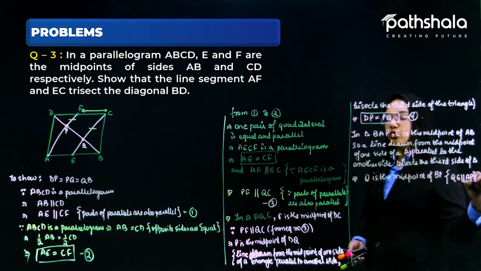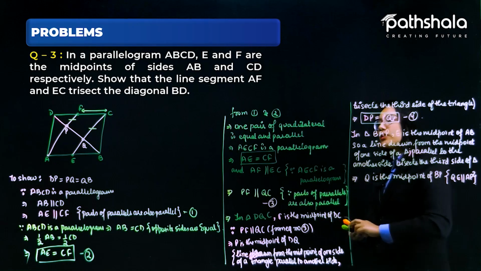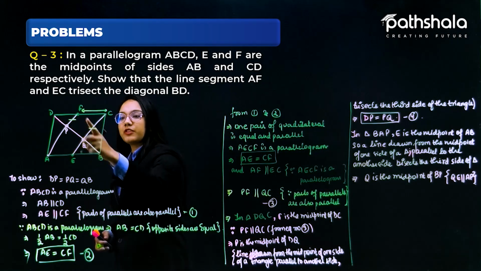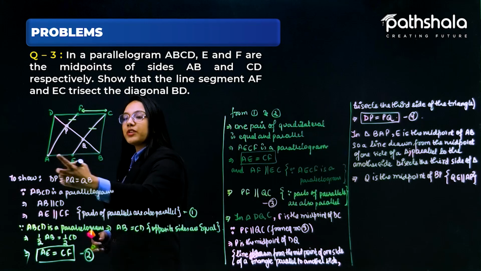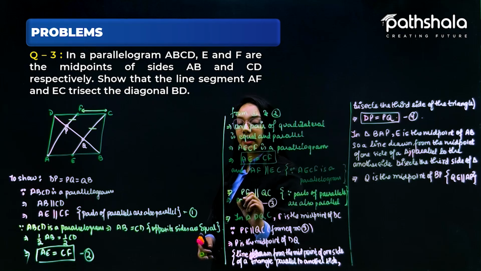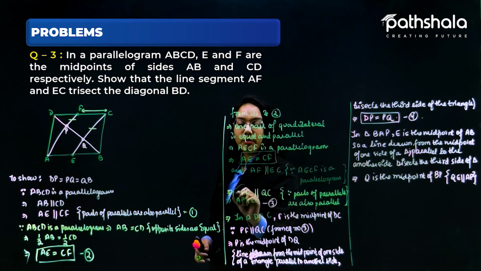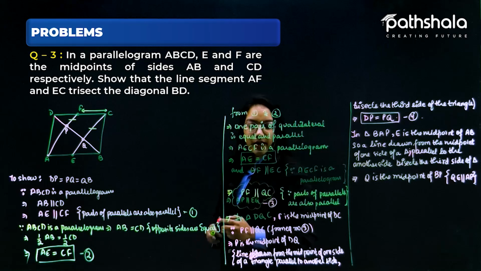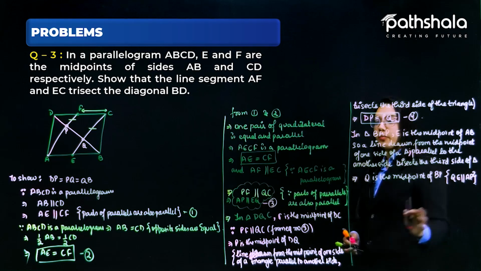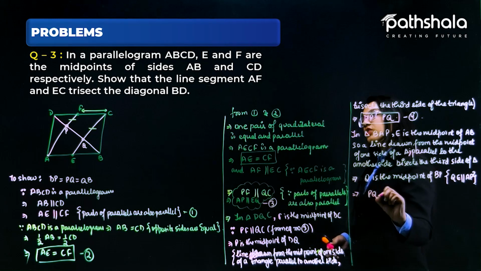QE is parallel to AP. We can say this because we know that PF is parallel to QC. So we also know that AP is parallel to EQ. Let me also write it here that AP is also parallel to EQ because they are both parts of the parallels. So hence QE is also parallel to AP. So Q is the midpoint of BP. If it is the midpoint of BP, it implies PQ is equal to QB.